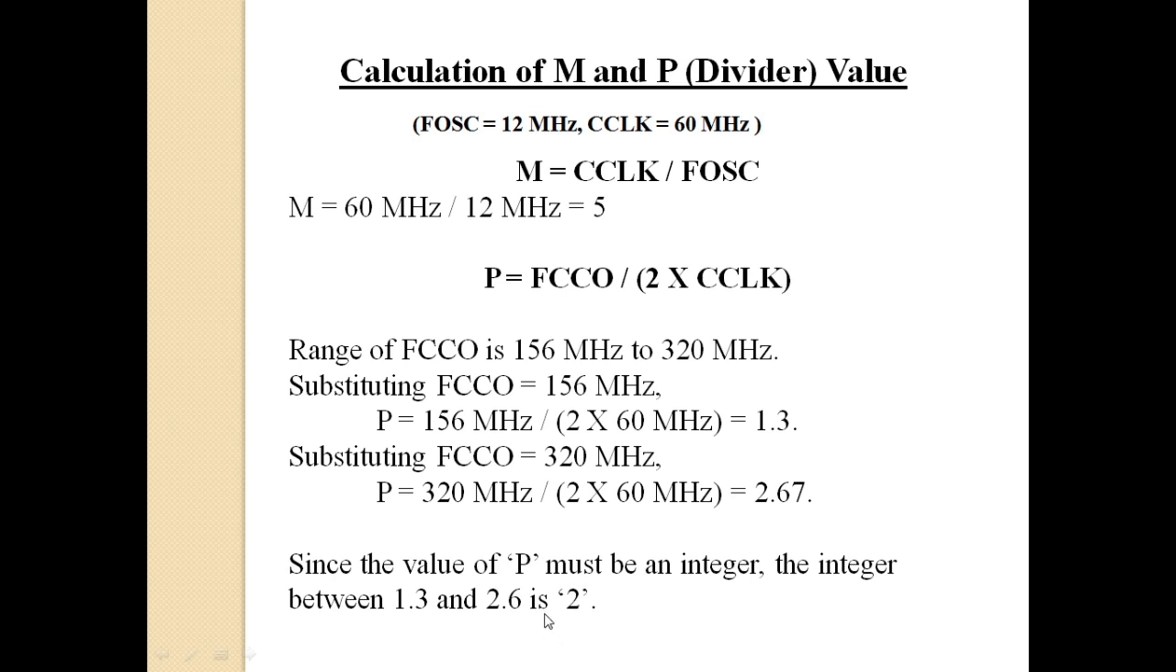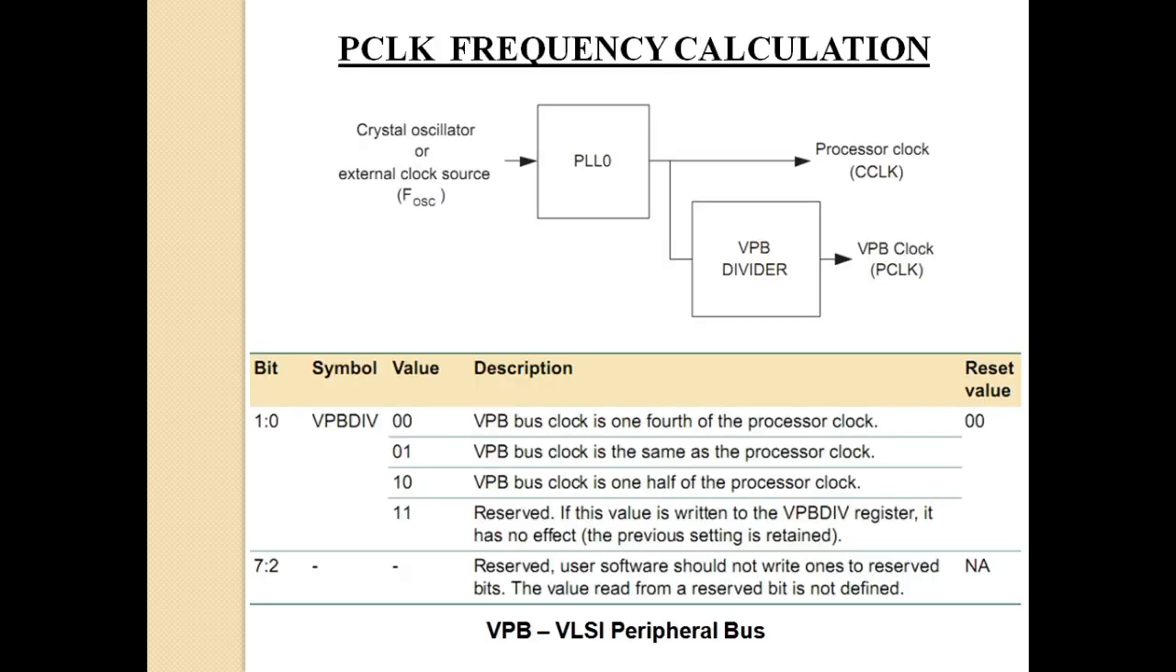This is how you configure the PLL0. So now you have configured the PLL0 to get a 60 megahertz core clock. Then one more clock you need to generate from that. What is that? It is known as the VPB clock or peripheral clock, PCLK. Why? Because all the peripherals are connected to the VPB bus, the VLSI peripheral bus. So you need to calculate the frequency of the clock sent to that also.